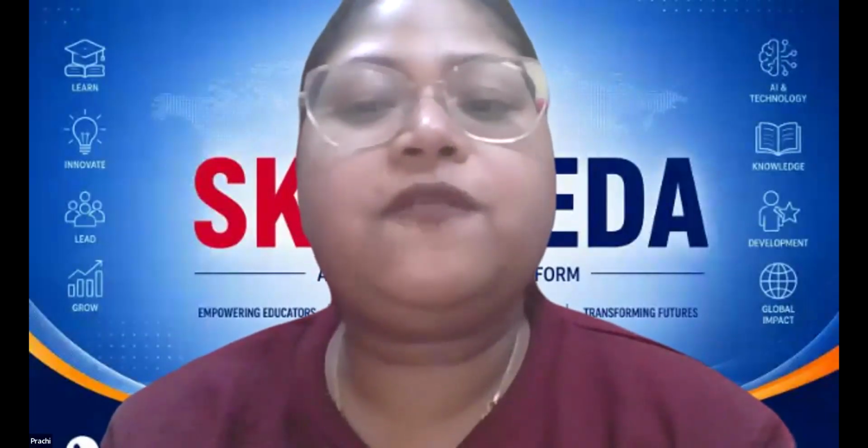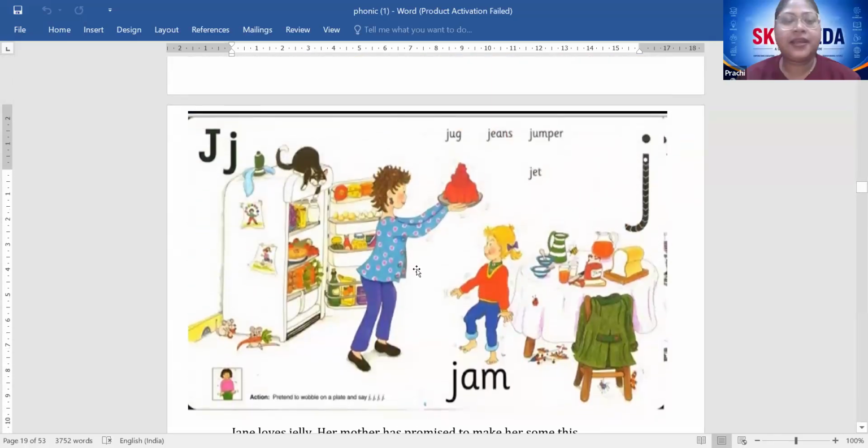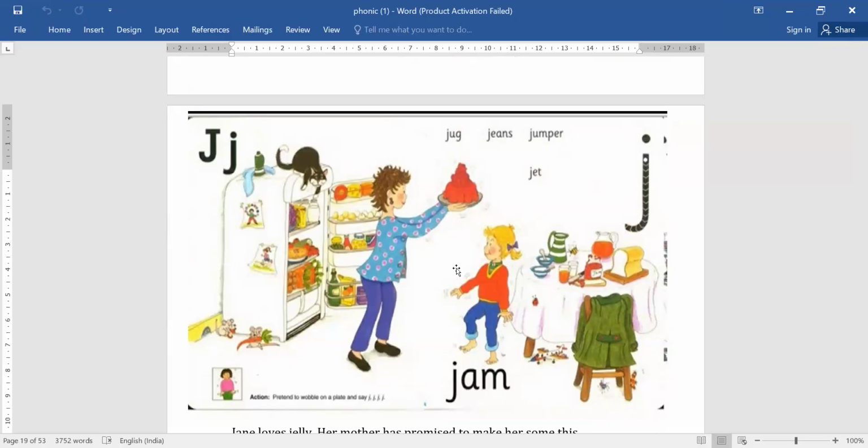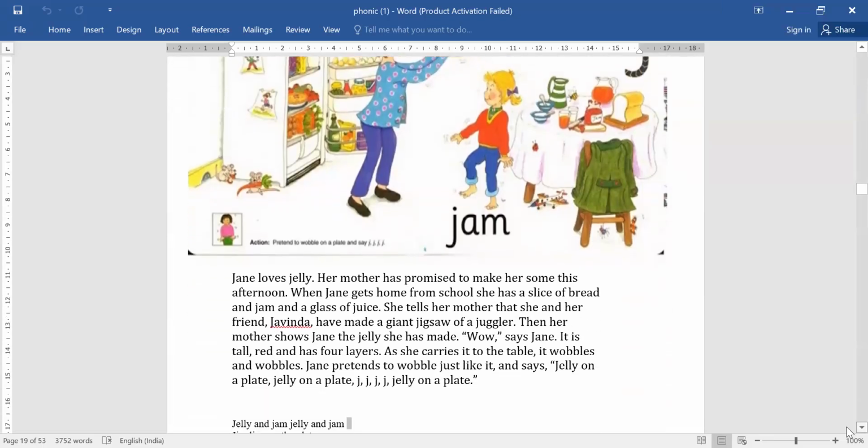Now let's come upon letter J. Capital J, small j, and the sound of letter J is J. See, this lady is taking the cake, jelly cake, and the cake is wobbling. J, J, J. And the girl is also jiggling. J, J. Yes. Letter J.